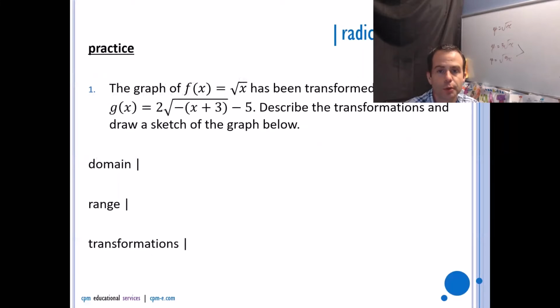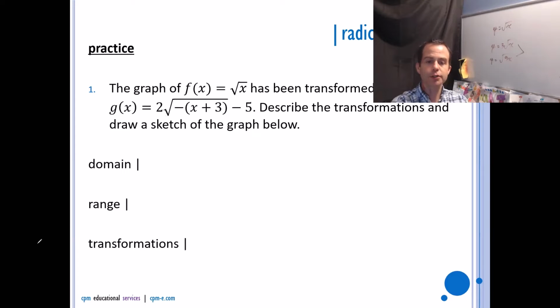Okay, solving equations in 30-1 is usually done with technology, but we will review the algebra just to make sure you are cool with that. So question 1: the graph of f(x) equals the root of x has been transformed to become g(x) equals 2 root of (negative x plus 3) minus 5. Just a quick little reminder, make sure this guy here is in factored form. It already is, so that's awesome, but just something to double check, okay? Describe the transformations and draw a sketch of the graph below.